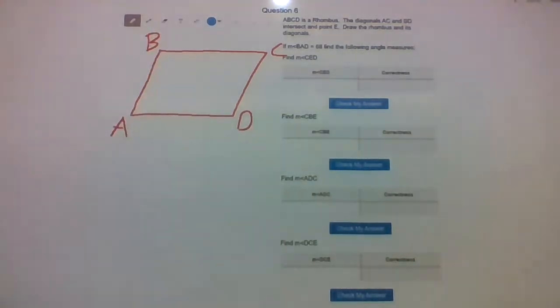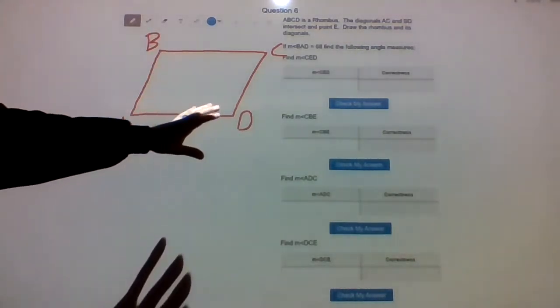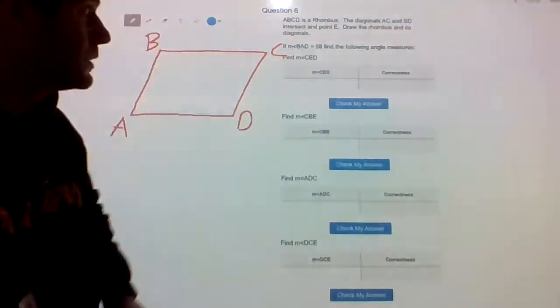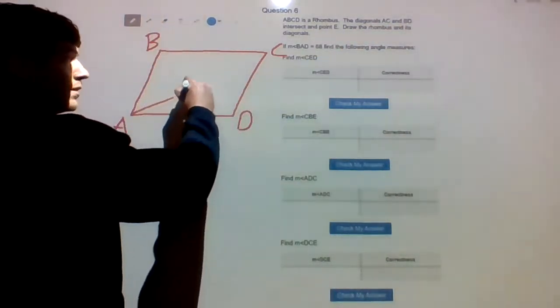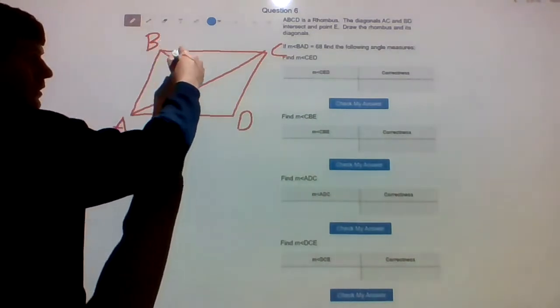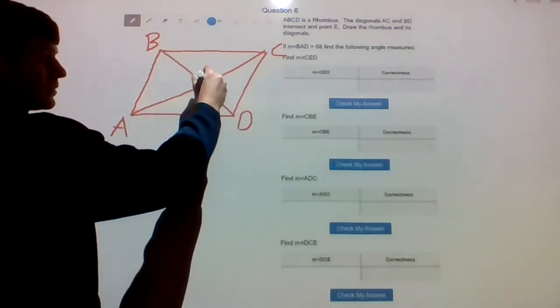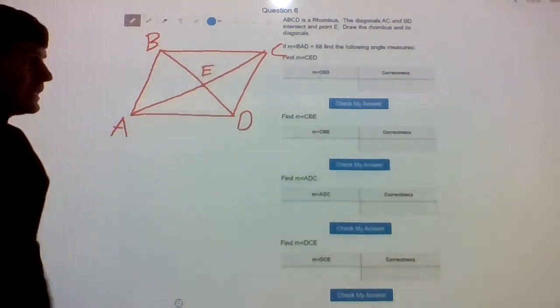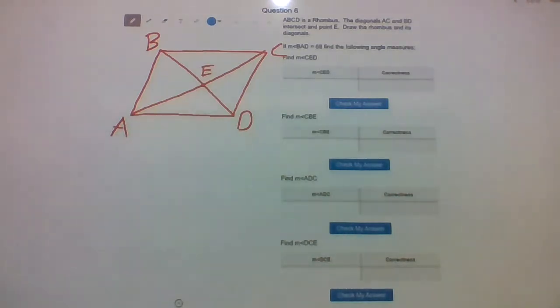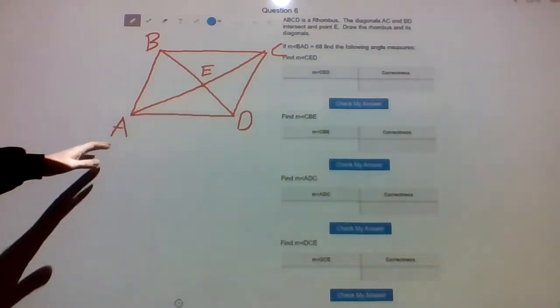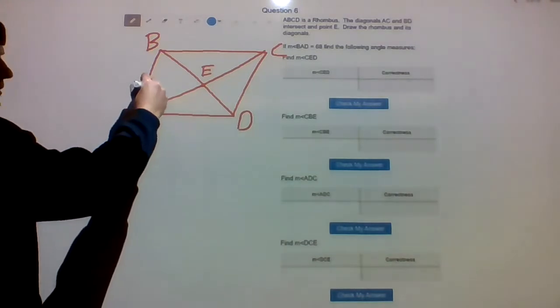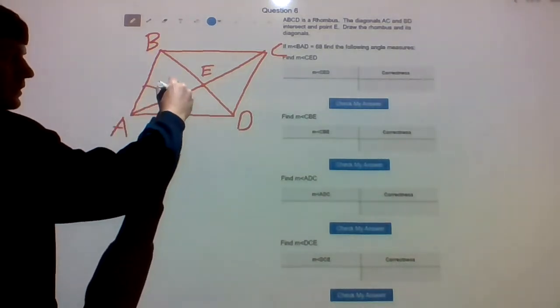We also want to draw our diagonals. Diagonals AC and BD intersect at point E. So there's diagonal AC, here's diagonal BD, and they're going to intersect at point E in the middle. The measure of angle BAD is 68. So this angle here, 68.